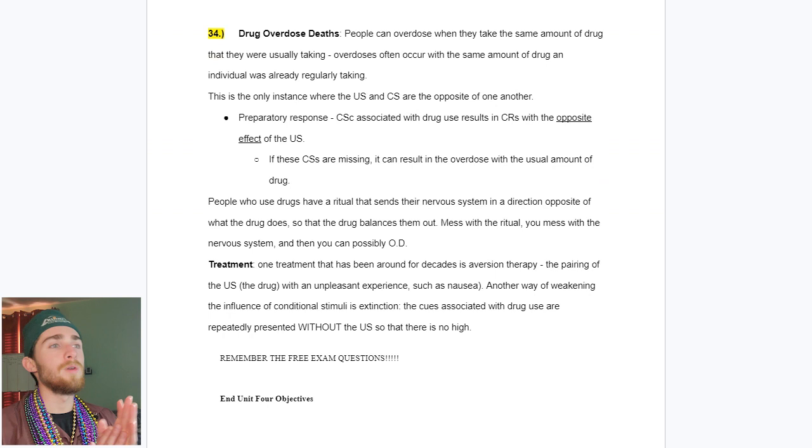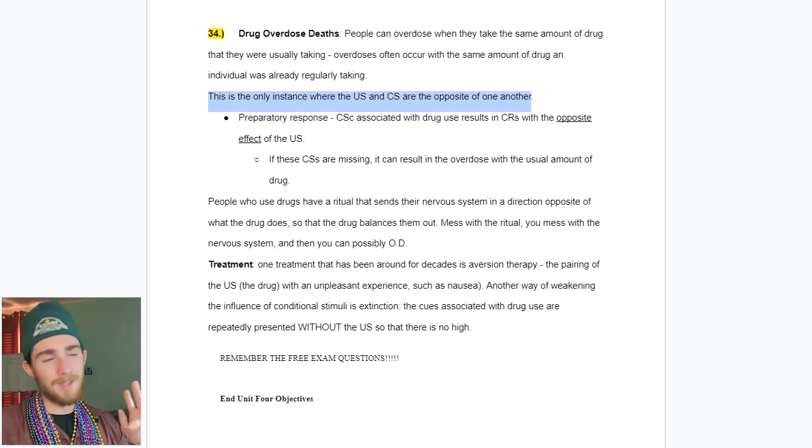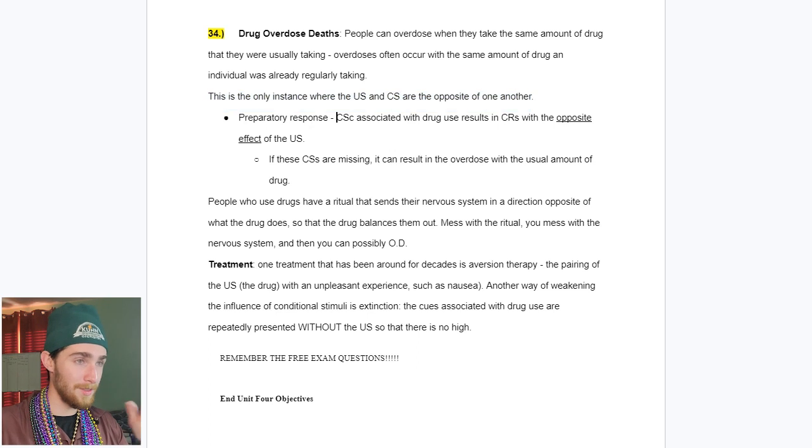And the last point we talk about is drug overdose death. People can OD when they take the same amount of drug that they already usually take. So they haven't upped the dose at all, but they still OD, despite this being the amount that they normally take. This is the only instance where the conditioned stimulus and the unconditioned stimulus are the opposite of one another. So if you see a question like this, where it's like, in what circumstance is the unconditioned stimulus the opposite of the conditioned stimulus, or vice versa? It's drug overdose deaths. And the reason for that is the preparatory response.